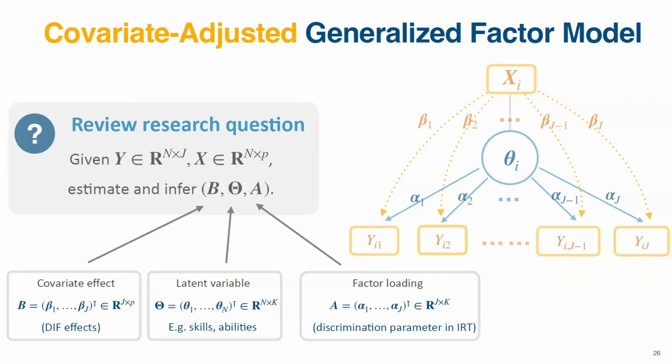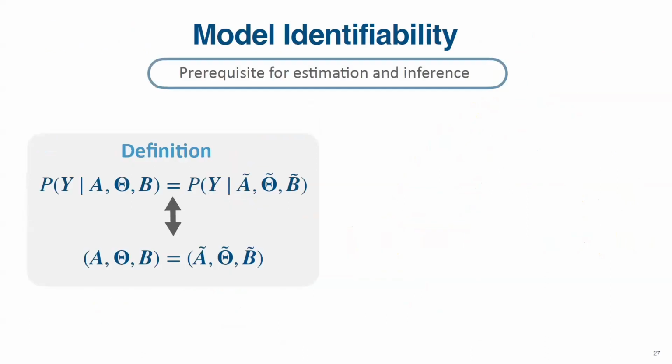That corresponds to the question just asked. For the traditional factor analysis model, we know there's a rotation issue. So here we're going to propose certain identifiability conditions to handle that. All right, so we will start with this model identifiability issue.